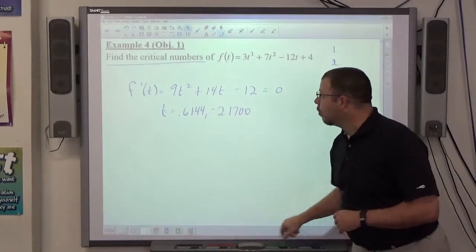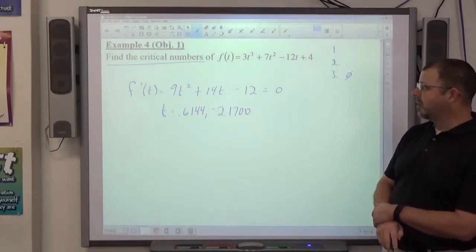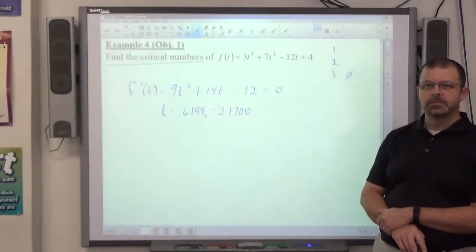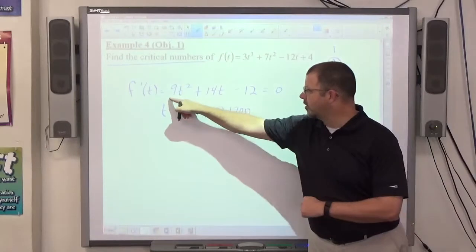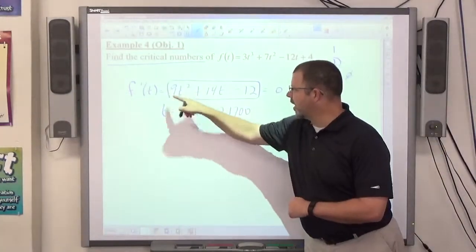All right? When is 9t squared plus 14t minus 12 undefined? Because that's criteria too, right? Undefined. When does this function, when is that undefined?